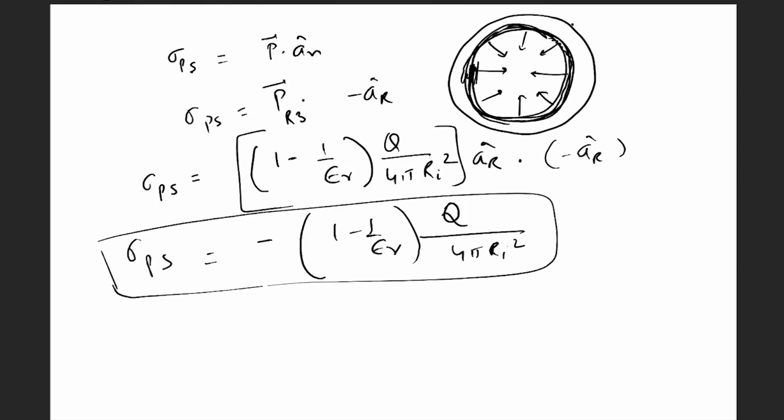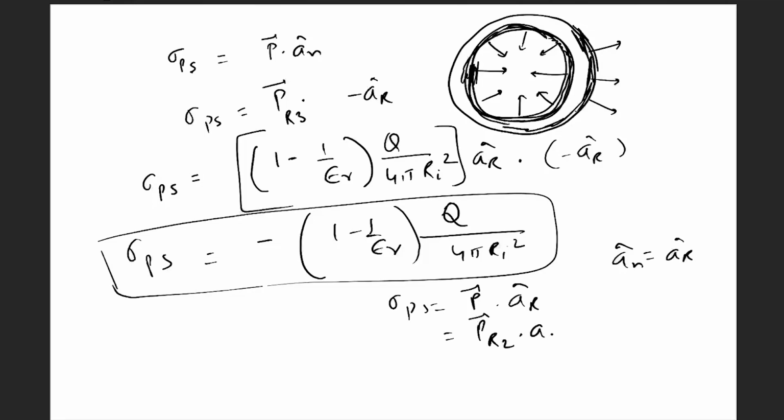What is the value which is going to appear on this outer surface of the shell? For this, the outer radial vector will be like this. So an will be equal to ar. So sigma ps will be P dot ar or Pr2 dot ar, and it will come out to be 1 minus 1 by epsilon r, Q by 4 pi r naught square. So this is the surface charge density. So you see the surface charge densities are little different.